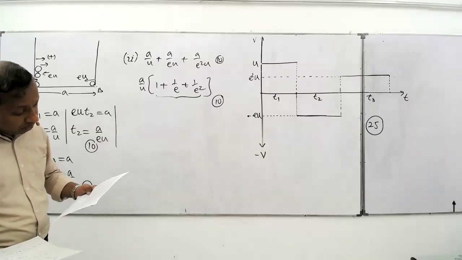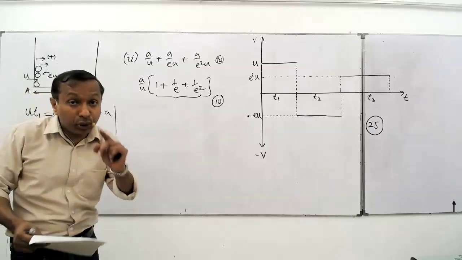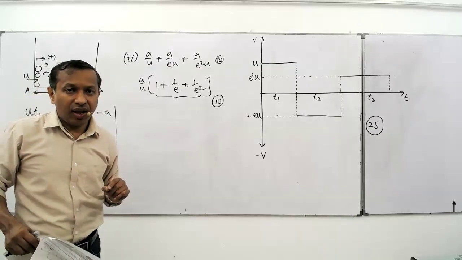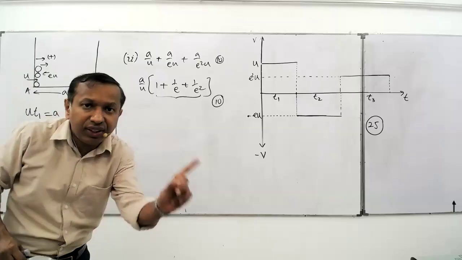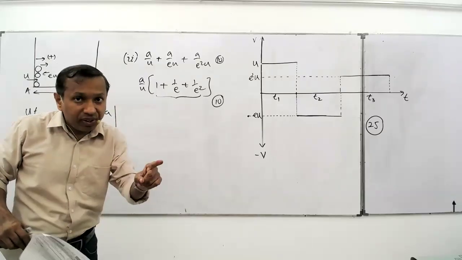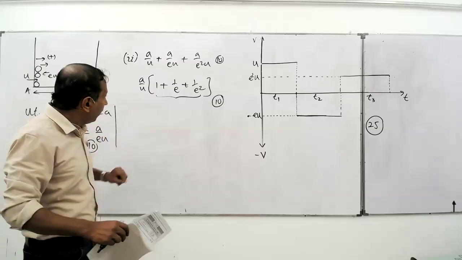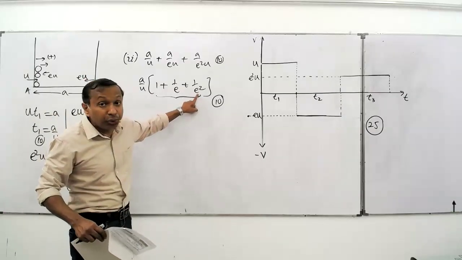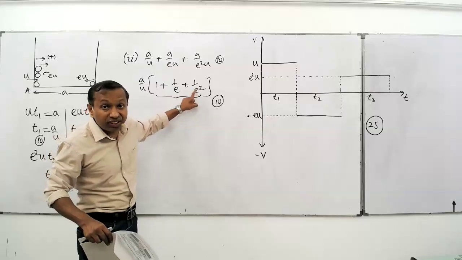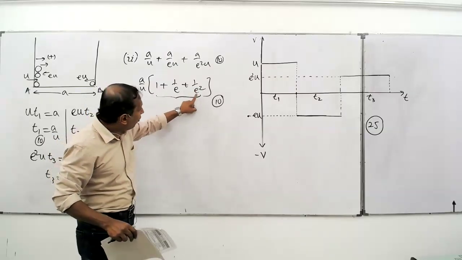Show that the total time up to the nth collision. Up to the nth collision means without the nth collision, excluding it. Up to the third collision, the third collision we did not consider here. What we have here is squared.